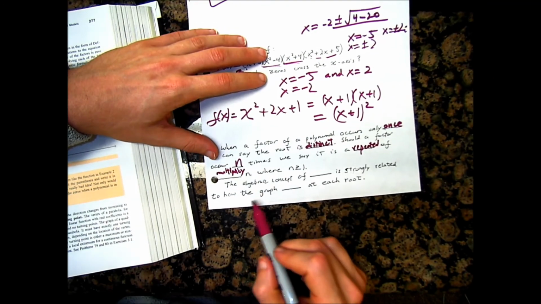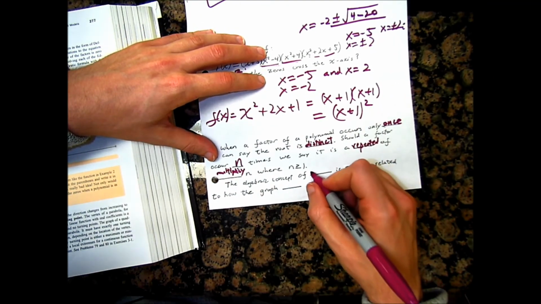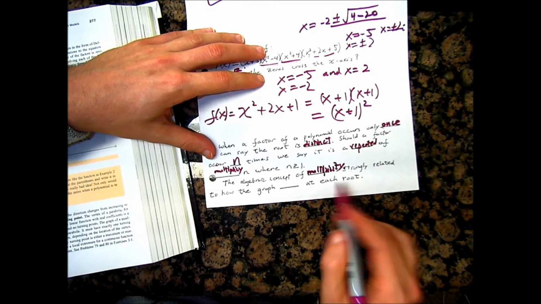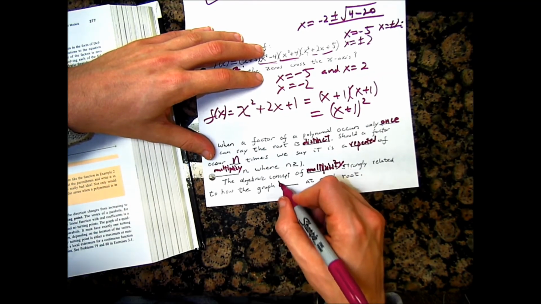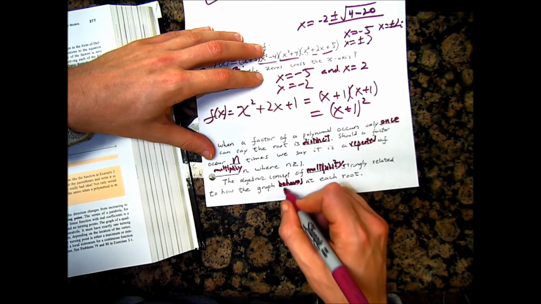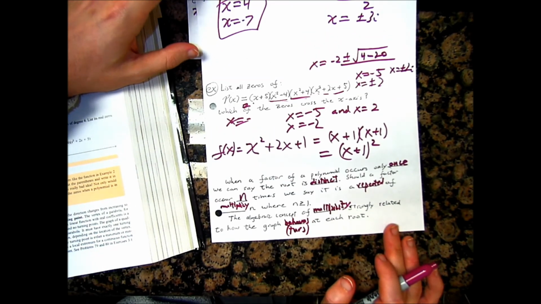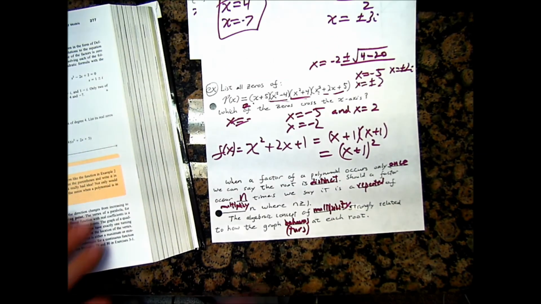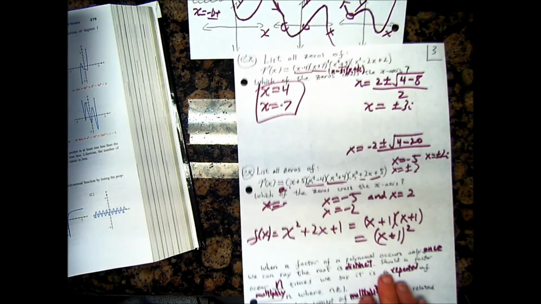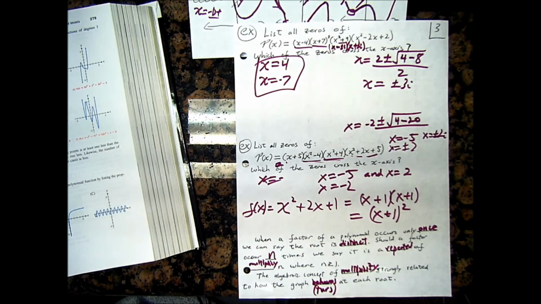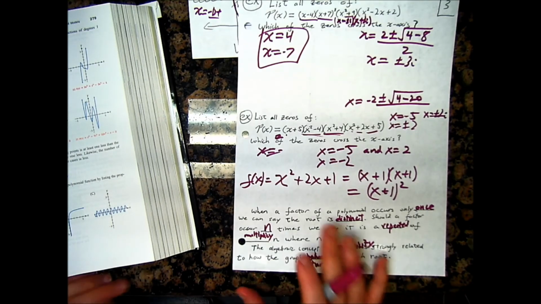So the algebraic concept of multiplicity is strongly related to how the graph behaves, or turns, or moves at each root. The graph is going to either go through the root or go around the root, depending on the multiplicity. Really, it matters if it's even or odd multiplicity. That's what we care about when looking at the graph at first glance.